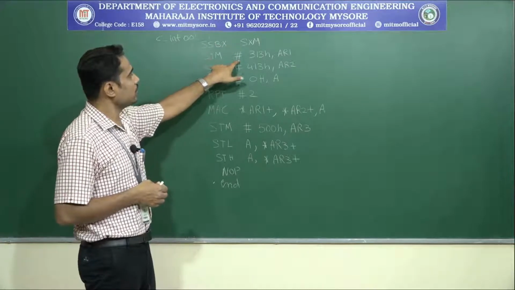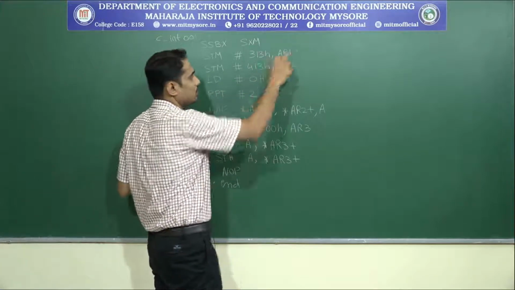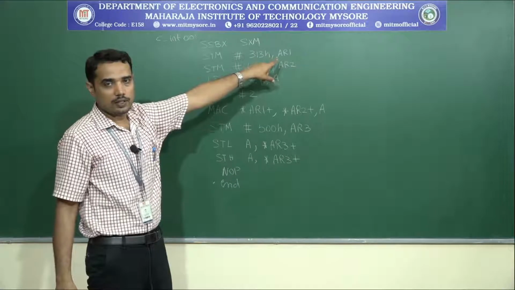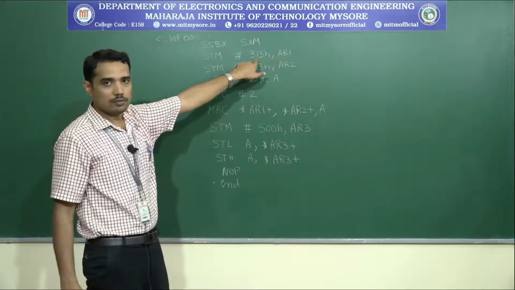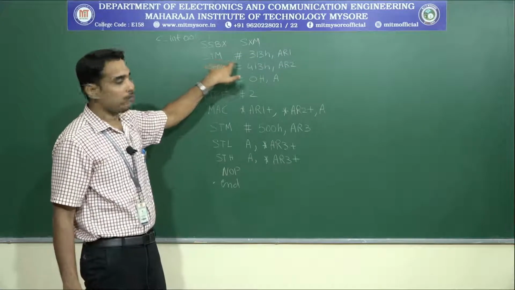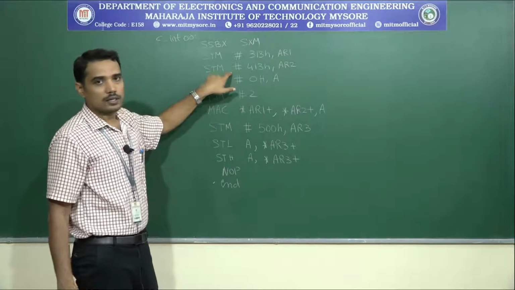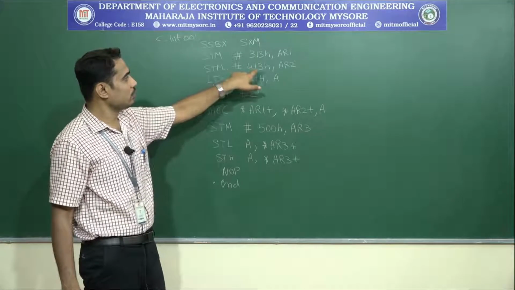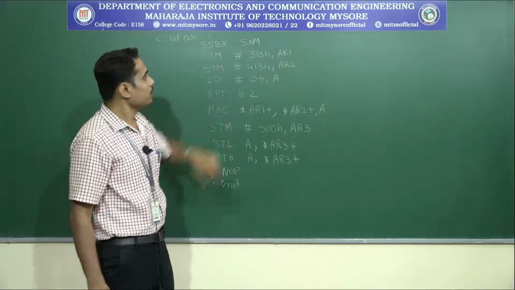Followed by STM #313H, AR1. This is as usual in the previous case. We need a pointer to point to the coefficient values H0, H1 and H2. For that purpose we are making use of this instruction, store immediate value 313H, AR1. Similarly for data samples, the second instruction, that is STM #413H, AR2, the second register is AR2.